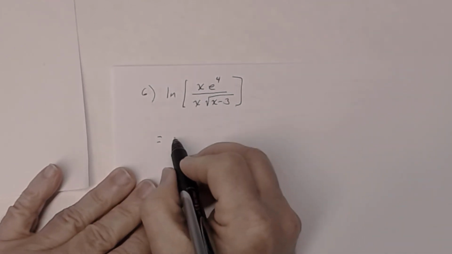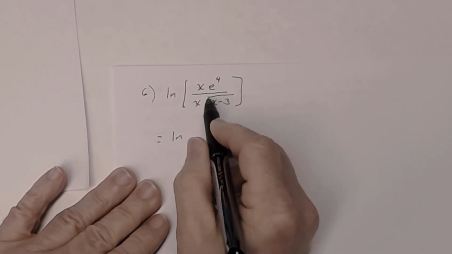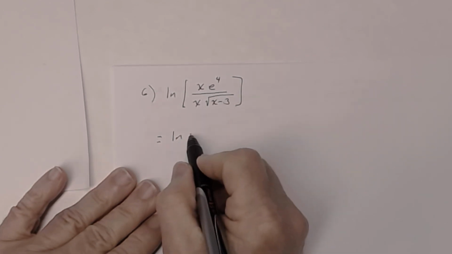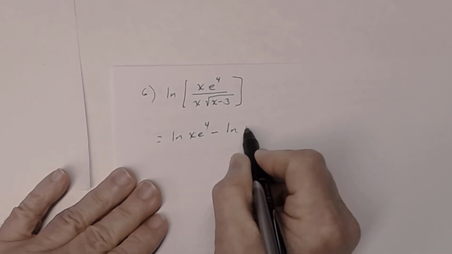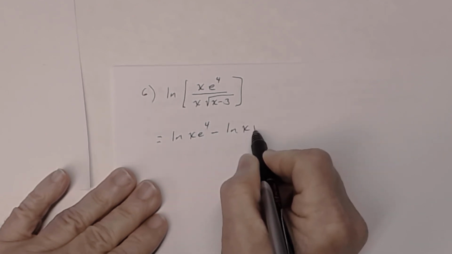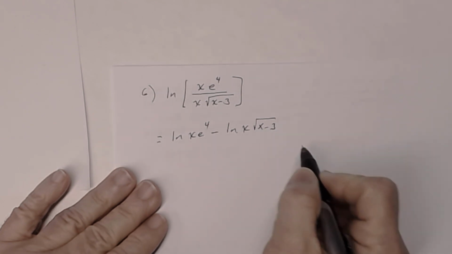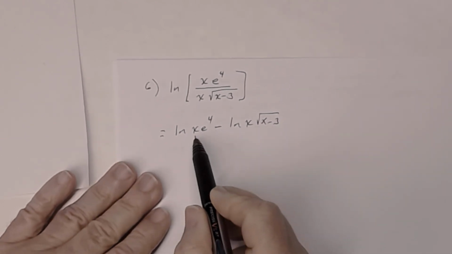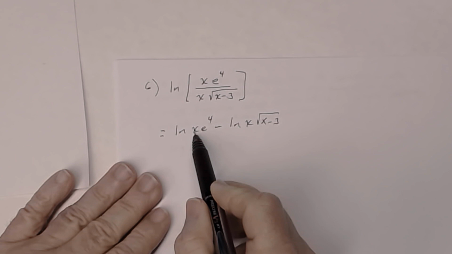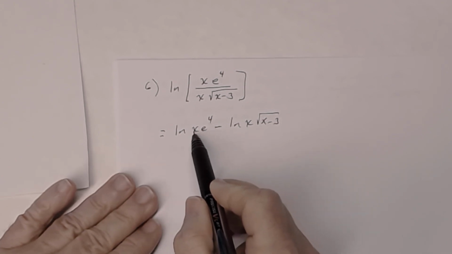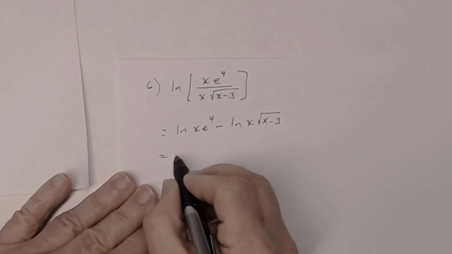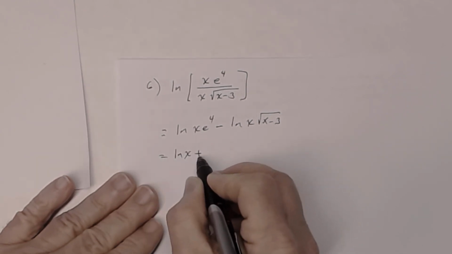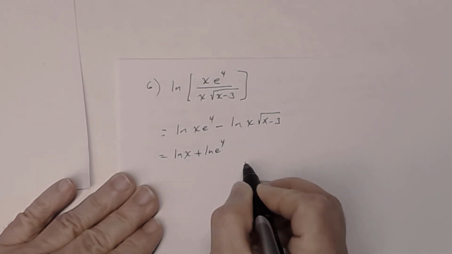quotient rule first. So that's going to be the natural log of the numerator, x times e to the 4th, minus the natural log of the denominator, x times the square root of x minus 3. Okay? Look at the first one now. I can still go further, couldn't I? That's a product right here. So I can use the product rule. So this becomes the natural log of x plus the natural log of e to the 4th.